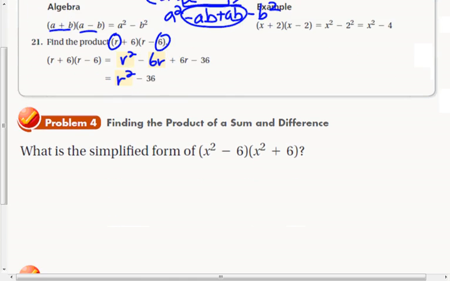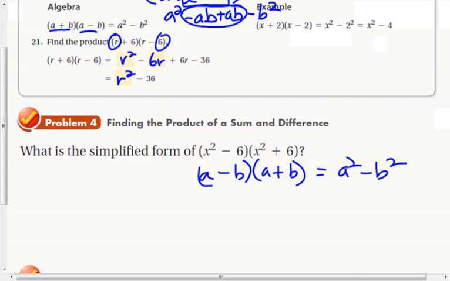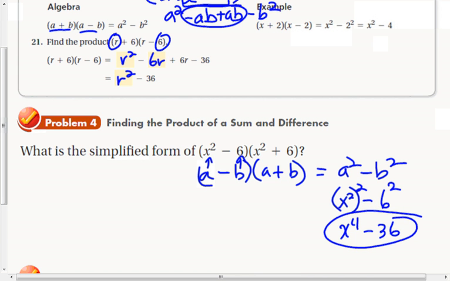So thinking about that, this is in that form, and that's just going to equal a squared minus b squared. My a is x squared, so I'll put that here and square that. And my b is 6, so I'll put that here and square that, and I just get x to the 4th minus 36 for my answer. You try that.